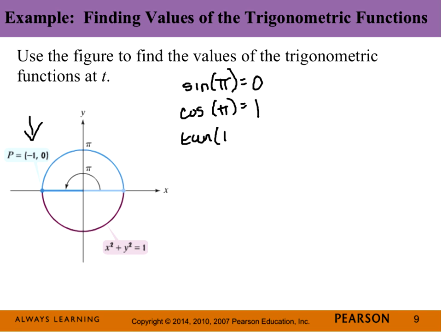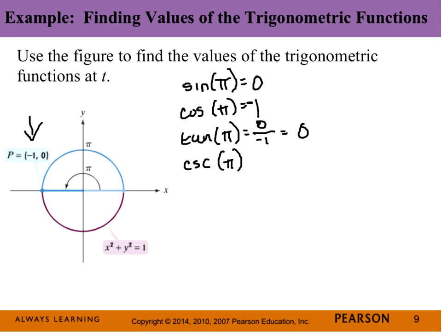The tangent of pi is 0. I'm sorry, it's -1. My bad. Roy, I'm surprised you didn't jump all over that and say, Miss Gore, it's -1. I'm just messing with you. 0 divided by -1 is 0.